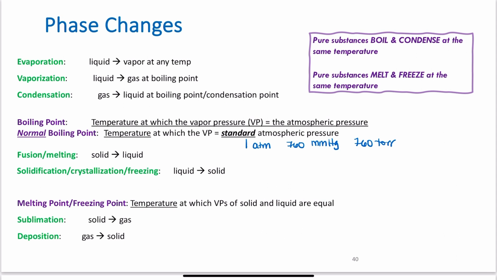If something is being deposited, it's going from the gas phase down to the solid phase, completely skipping the liquid phase in between. And then I know I've talked about this already, but just reminding you guys, pure substances boil and condense at the same temperature. Pure substances melt and freeze at the same temperature. That's why water both melts and freezes at 0 degrees C and boils and condenses at 100 degrees Celsius.